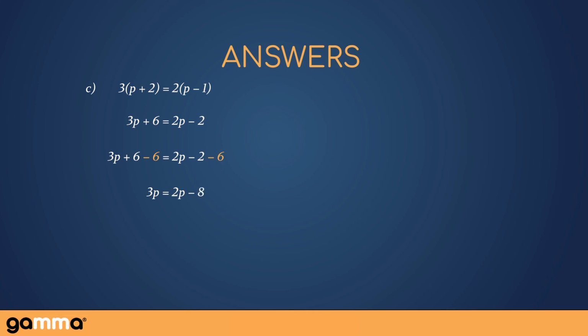And now we need to get rid of the 2p, because we need all the p's on one side. So we need to subtract 2p on both sides of the equal to sign. So we will have 3p minus 2p is equal to 2p minus 8 minus 2p. So 3p minus 2p, our answer is p, which is equal to 2p minus 2p, that's 0, and we will be left with minus 8. So our answer here is p is equal to minus 8.